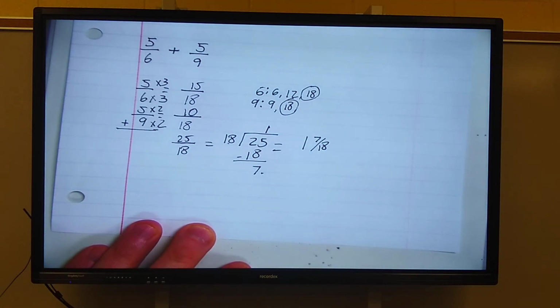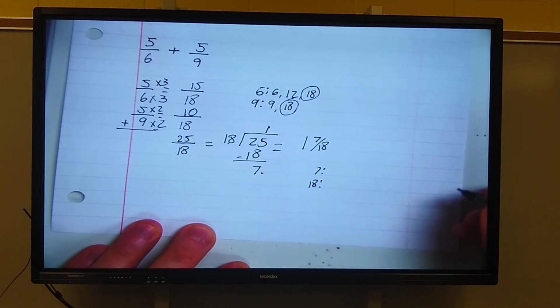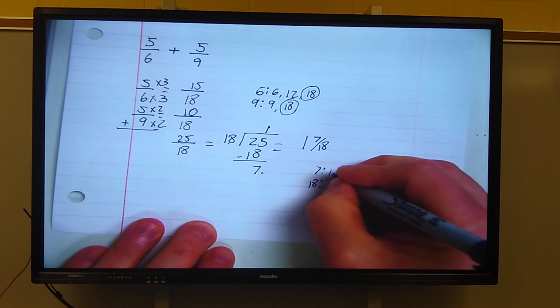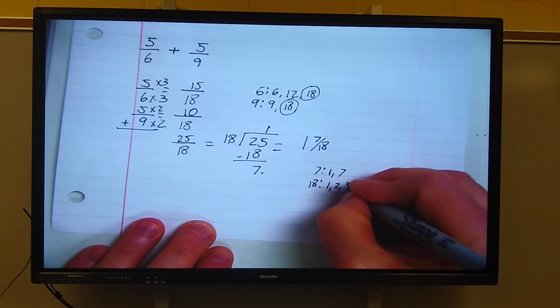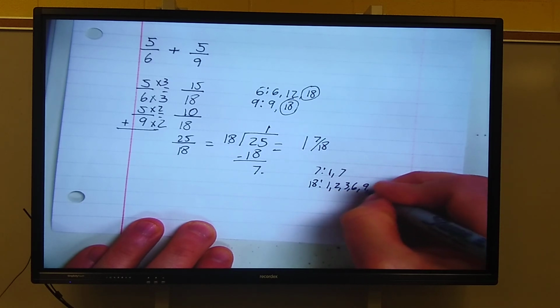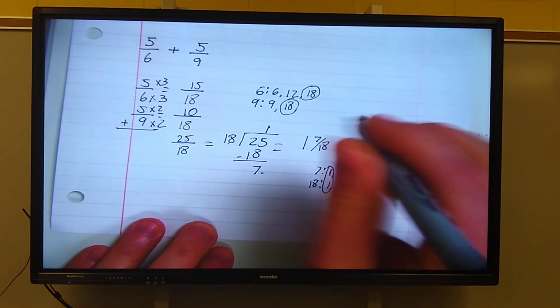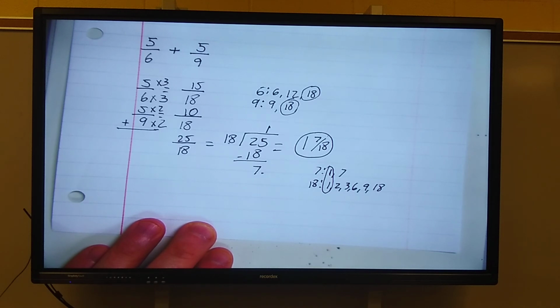Now I must ask myself, is this in simplest form? Yes, it is, but I want to prove it by taking my numerator and my denominator and finding the beautiful factors. The factors of 7 are 1 and 7. The factors of 18 are 1, 2, 3, 6, 9, 18. Only 1 is the common factor. That means this is in simplest form. My answer is 1 and 7/18.